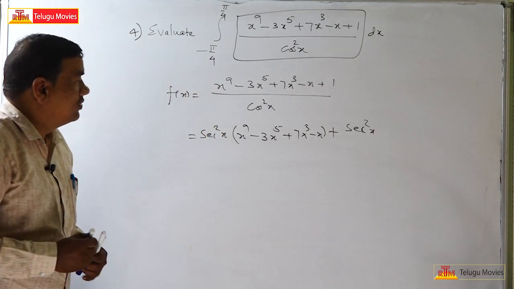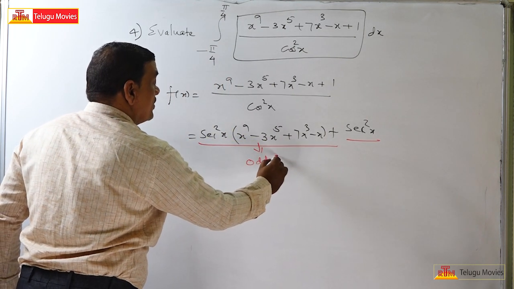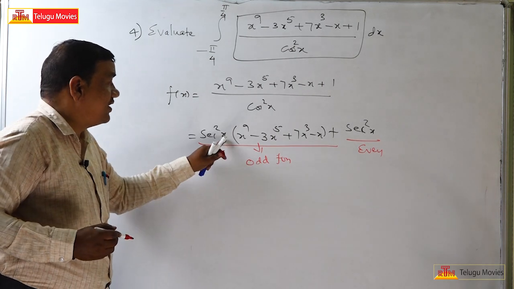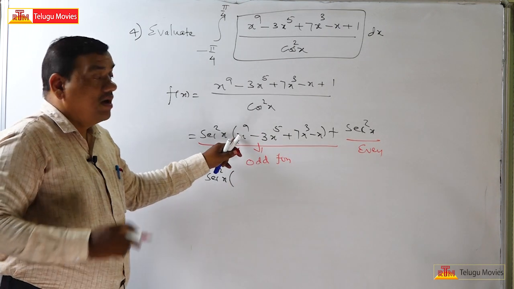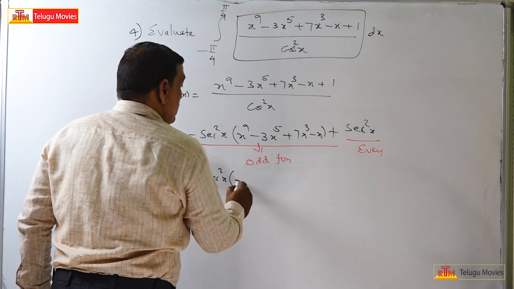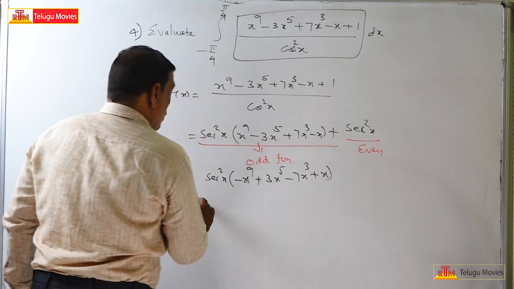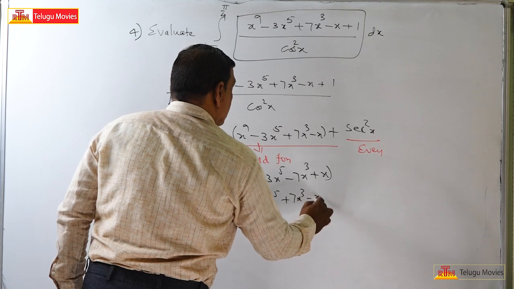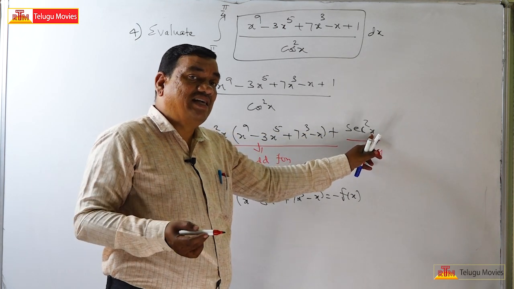Now observe this function and this function. This is clearly an odd function, and this is an even function. How can you say that? In place of x, substitute minus x. Secant square of minus x is equal to secant square x. In the other part, x power 9 gets a minus, and a minus comes in each term, so altogether it is minus x power 9 plus 3 x power 5 minus 7 x cube plus x. So in total, this is minus (x power 9 minus 3 x power 5 plus 7 x cube minus x), that is minus f of x. So this is an odd function, and the secant square part is an even function.